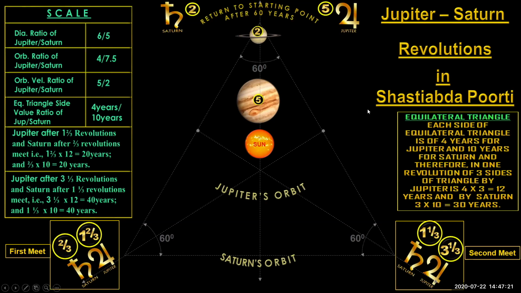Similarly, the second meet will be here. The second meet is Jupiter after completing three revolutions, that is 36 years, and 1/3, that is one side of the triangle, 4 years, making 40 years. Similarly, for Saturn, 1 1/3 revolutions. One revolution is 30 and 1/3 is 10. Therefore, 30 plus 10, 40. At 40 years, common for both, they meet here.